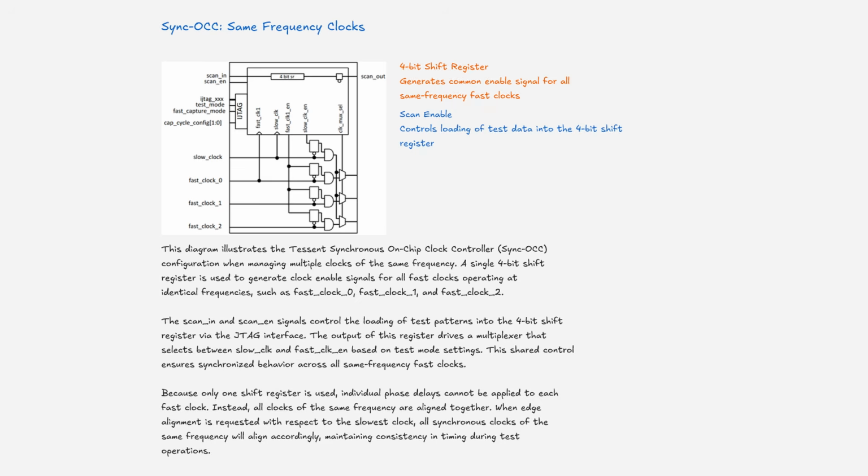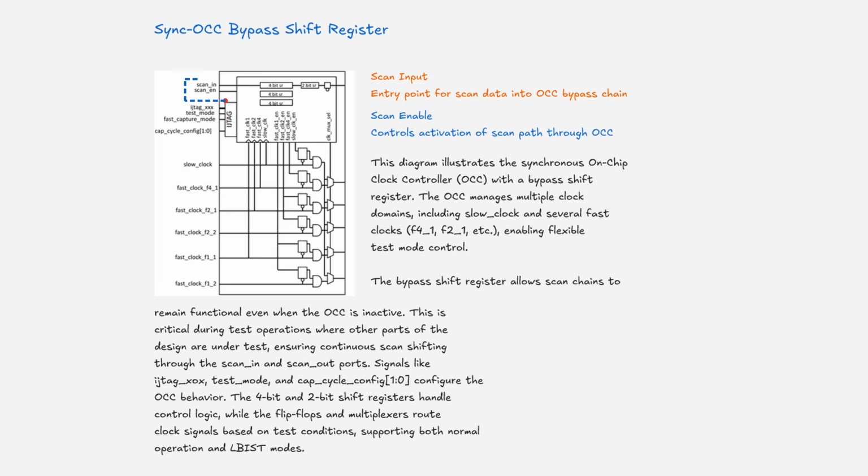This diagram illustrates the Synchronous On-Chip Clock Controller, On-Chip Clock Controller, with a bypass shift register. The On-Chip Clock Controller manages multiple clock domains, including slow clock and several fast clocks, fast 4-1, fast 2-1, etc., enabling flexible test mode control. The bypass shift register allows scan chains to remain functional even when the on-chip clock controller is inactive. This is critical during test operations where other parts of the design are under test, ensuring continuous scan shifting through the scan-in and scan-out ports.